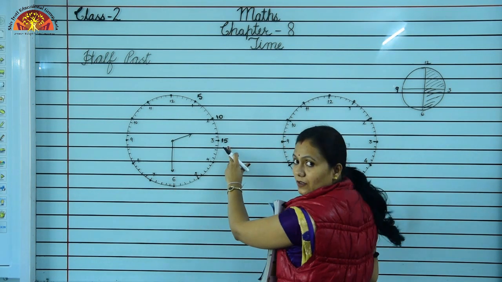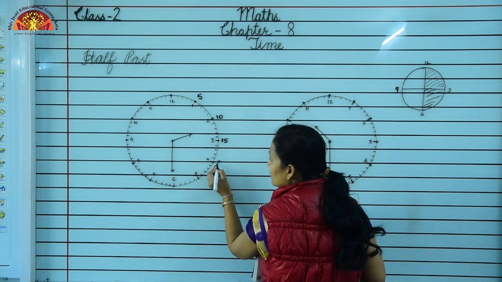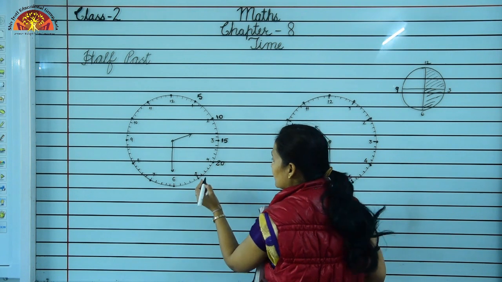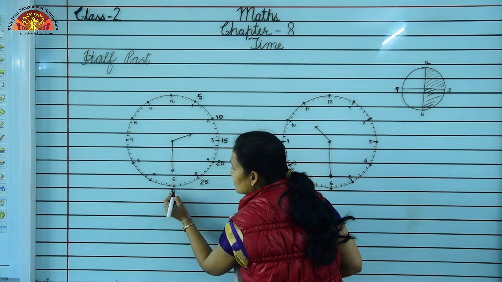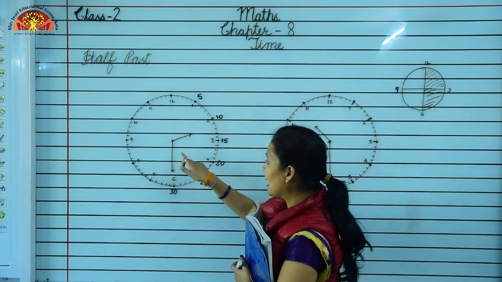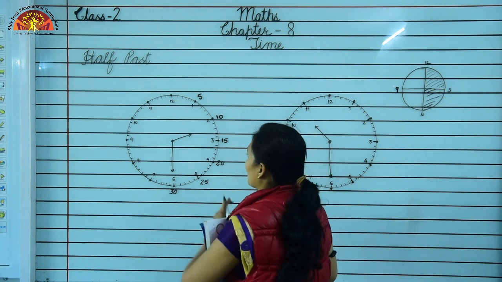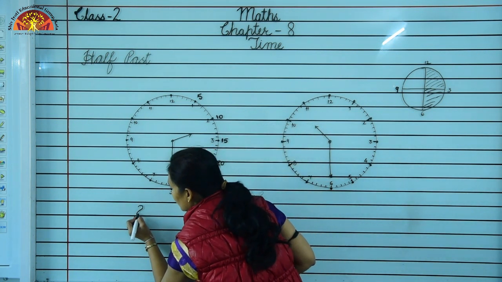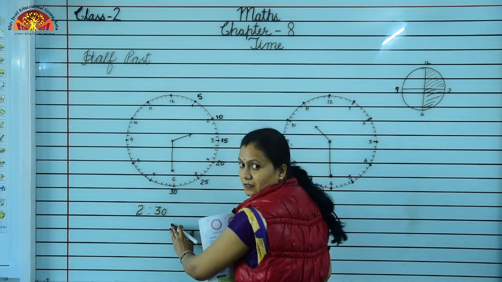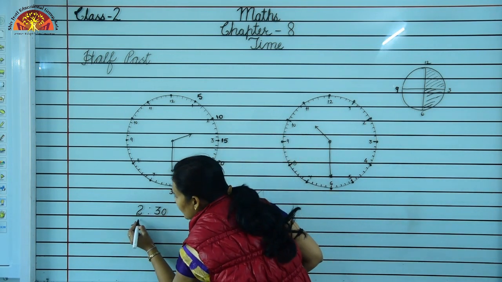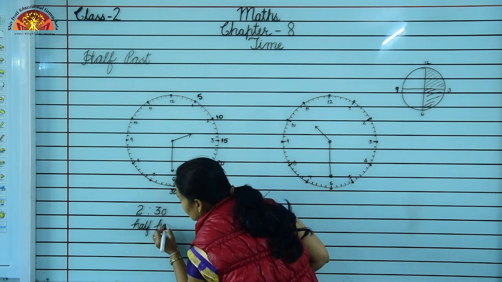How? Here we have completed 15 minutes. Now after 15, 20, then 25 and then 30. So if the minute hand is at 6, we can say it is 30 minutes. So the time will be 2 hours 30 minutes, or we can write it as half past 2.